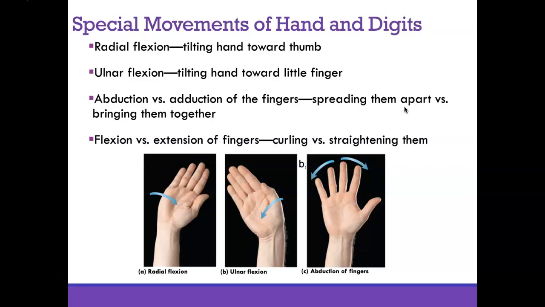We said you can hyperadduct them by crossing them over. You can flex your fingers by curling them. Those are hinge joints. And then you can extend them by straightening them again. So again, I would really take the time to make sure you understand each and every movement. Being able to do them yourself is the best test to see if you understand them.